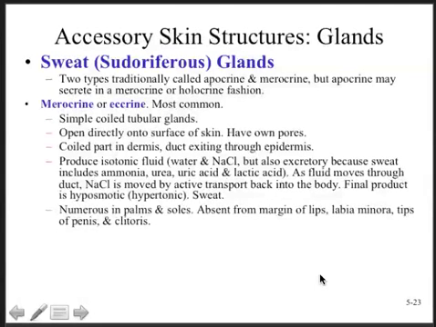They are numerous in the palms of the hands and the soles of the feet. They're absent from the margin of the lips, the labia minora in the female genitalia region, and the tips of the penis and the clitoris.